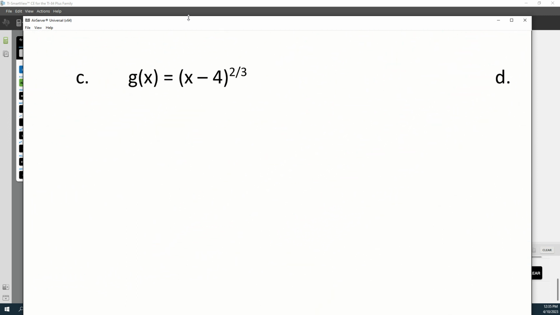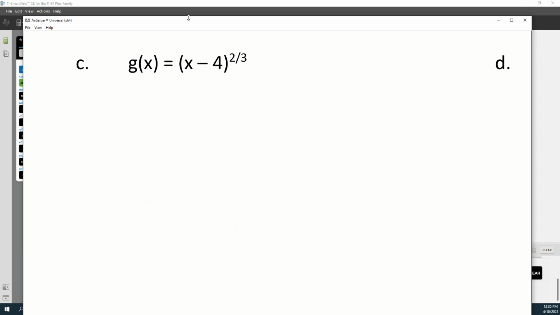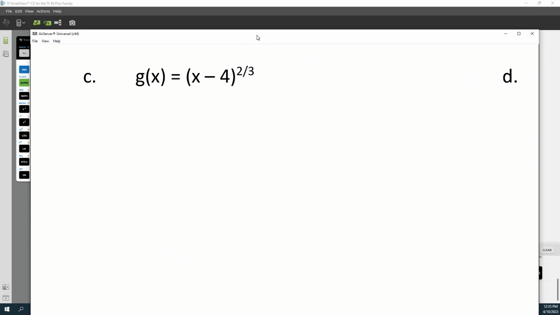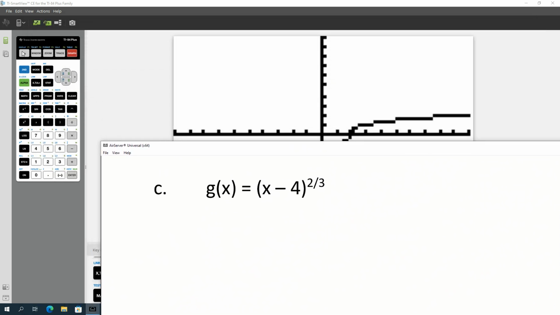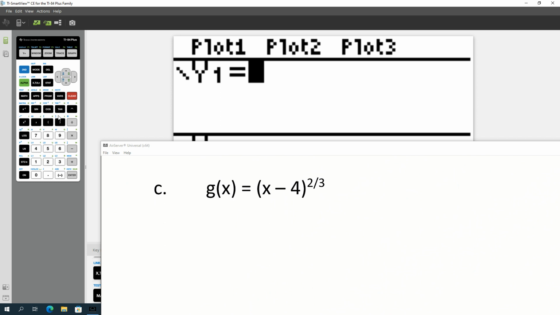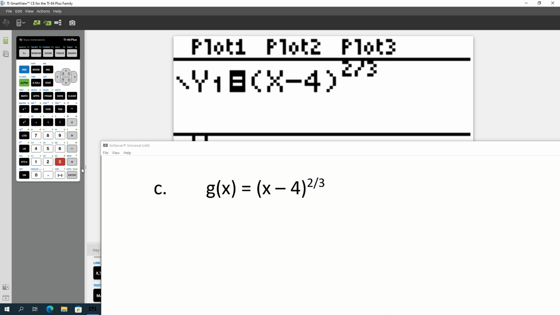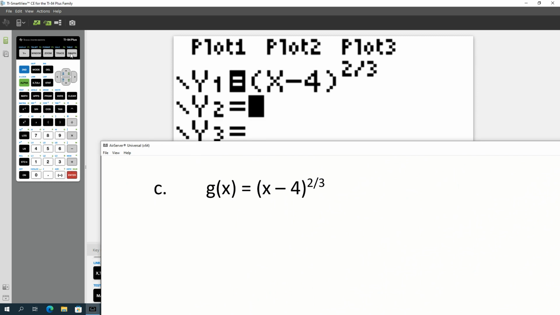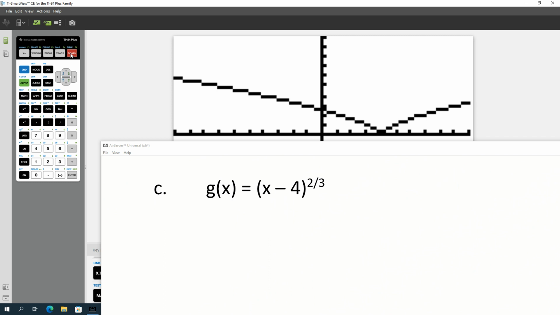All right. We're going to look at C because this is one I would think you don't know what it looks like. We don't really talk about these 2/3 functions until calculus, really. Okay. That's what that graph looks like. Would this pass or fail the horizontal line test? This definitely fails.